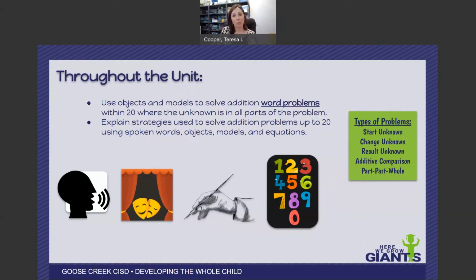The change is what we don't know. And then result unknown is what we're most comfortable with. Terry had 20 pencils. She got 5 more for her birthday. How many pencils does she have now? 20 plus 5 equals blank. The result is what's not known. Additive comparison, I've got a good example of that in your scope and sequence for you. And then part, whole, there are examples of that as well. So I want you to make sure we're seeing all different varieties of problems.